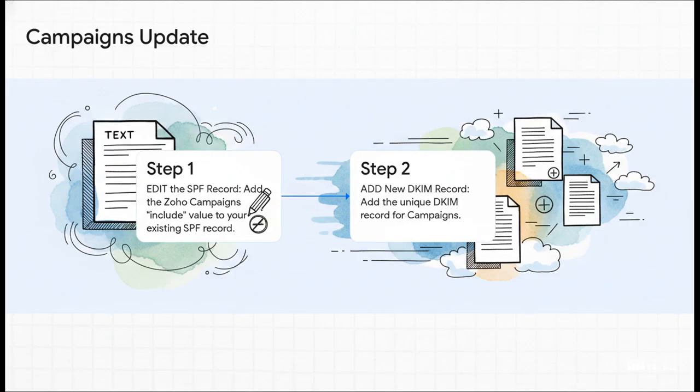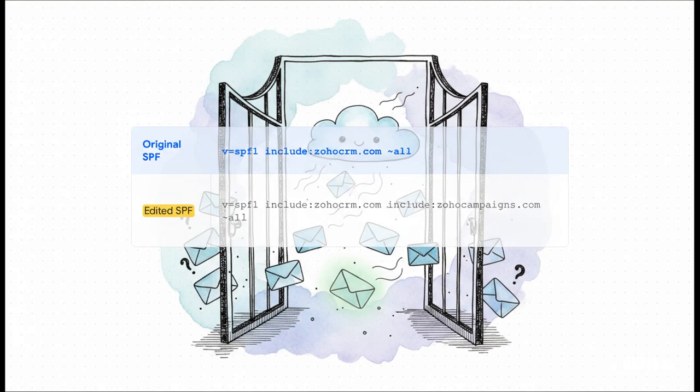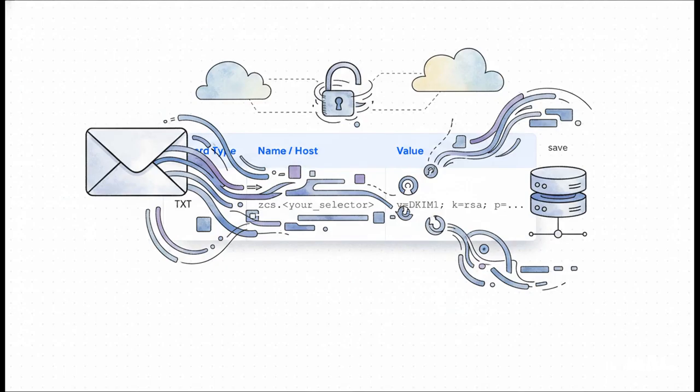No problem there. And here's exactly what that edit looks like. It's super simple. You just find the SPF record we already made, and right there in the middle, before the /all part, you just add a space and paste in include zohocampaigns.com. You're just adding another name to your VIP guest list.